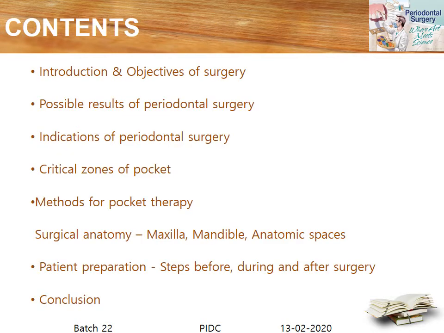The contents of this class would include introduction, objectives of surgery, possible results of periodontal surgery, indication of periodontal surgery, critical zones of pocket, methods for pocket therapy, surgical anatomy, which includes explaining about the maxilla, mandible, and anatomic spaces, patient preparation, which includes steps before, during, and after surgical procedures, and then we'll finish it with conclusion.